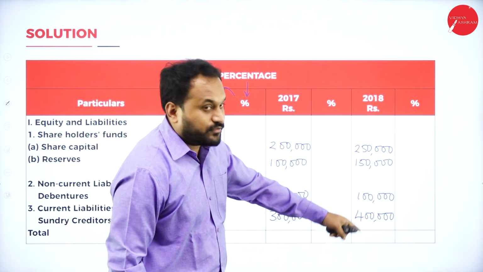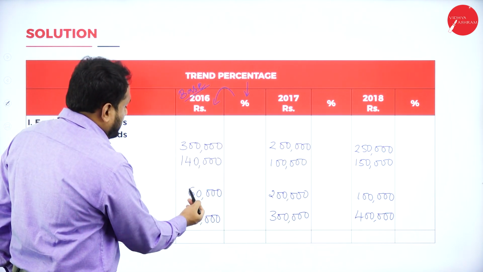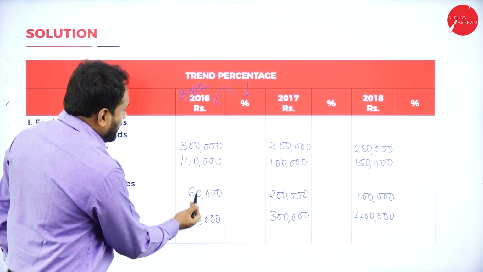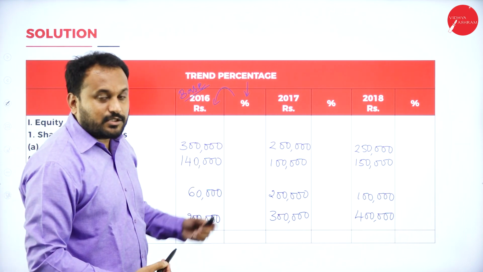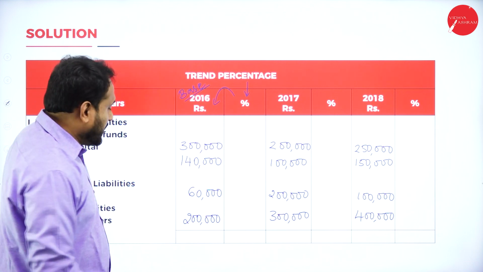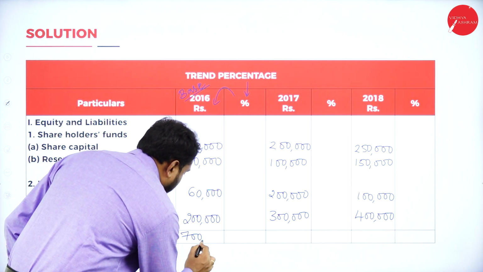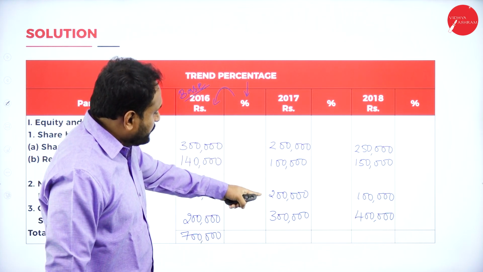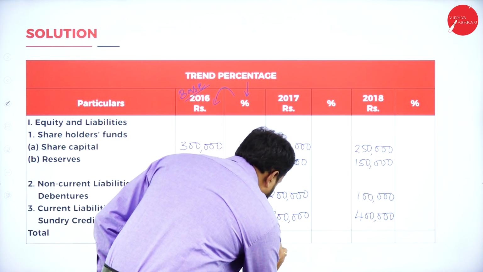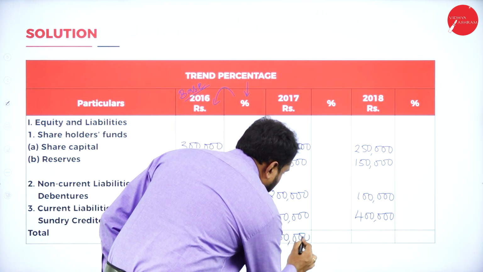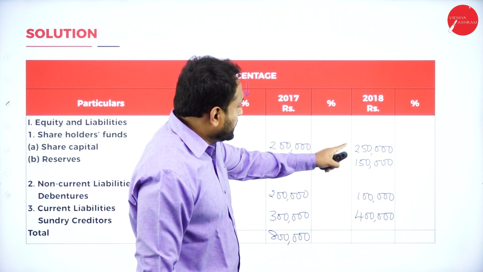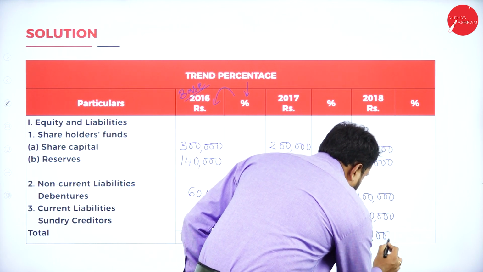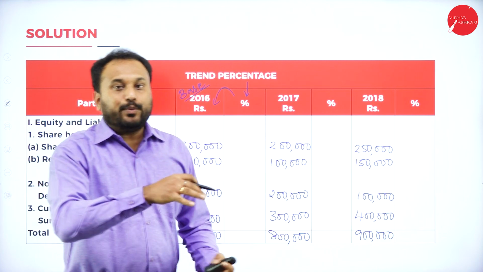Now here also 4, here also 4. Total calculate 3 plus 1 plus 6 plus 2. Exactly, if you go with it, 60 plus 1 lakh 40 is 2 lakh. 2 lakh plus 3 lakh, 2 plus 3 is 5. 5 plus 2 is 7. So we have here 7 lakh. 2 plus 1 is 3. 3 plus 2 is 5, 5, 8. So it is 8 lakh. Now here 4, 5, 6, 7, 8, 9. So 9 lakh. Done. So we are done with the equity and liability here.